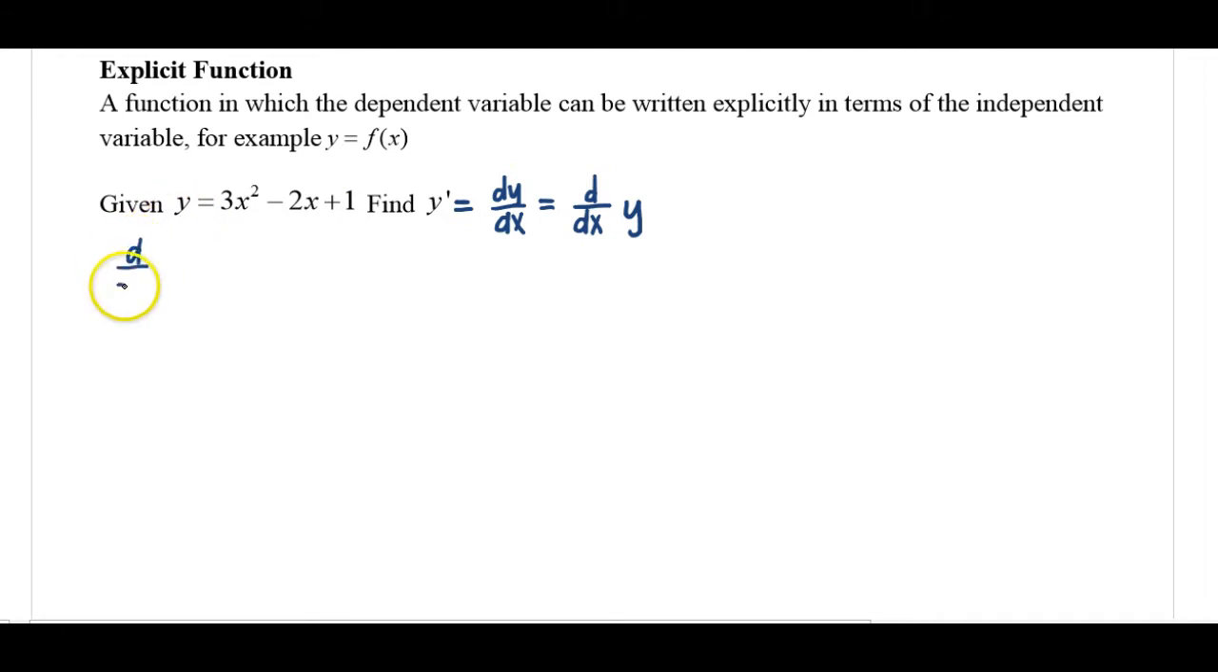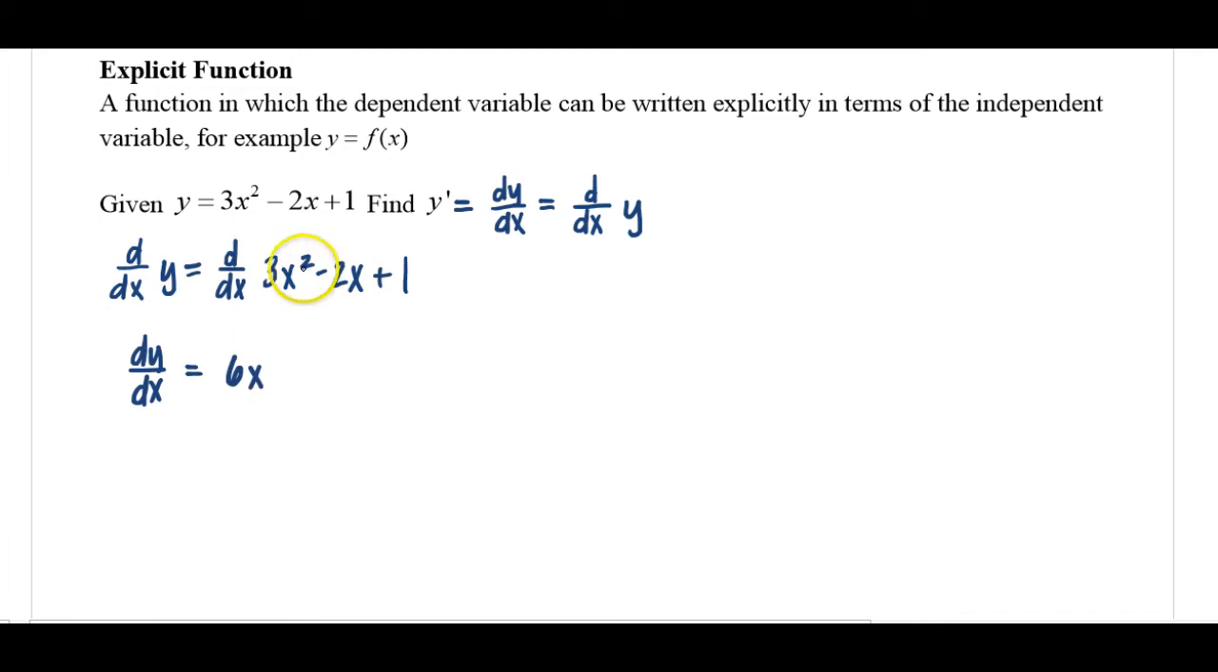instead of just jumping straight to y prime, what we're really doing is we're taking the derivative with respect to x of both sides of the equation. So d dx of what's on the left, the name of the function y, or that dependent variable, and then we're also taking the derivative with respect to x of the right side, 3x squared minus 2x plus 1. So now d dx of y is exactly dy dx. So dy dx is the left side, and the right side can be found applying the power rule.